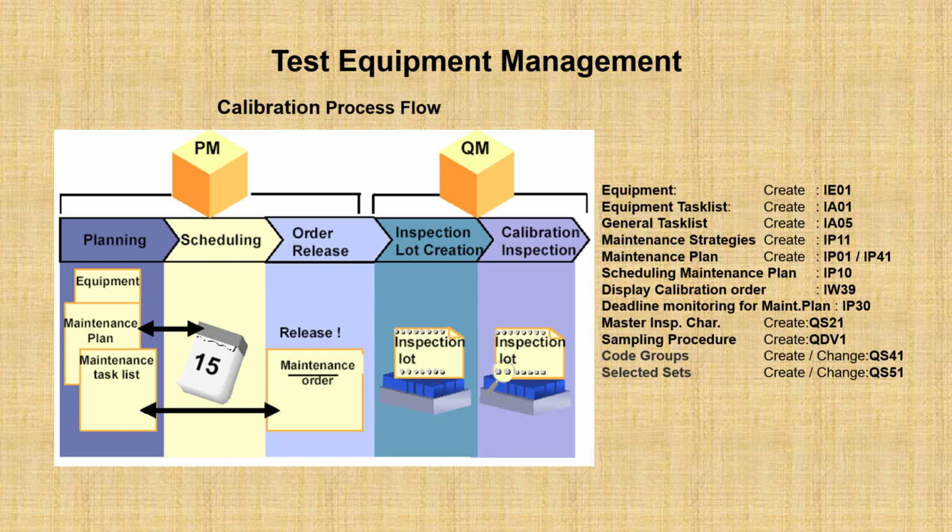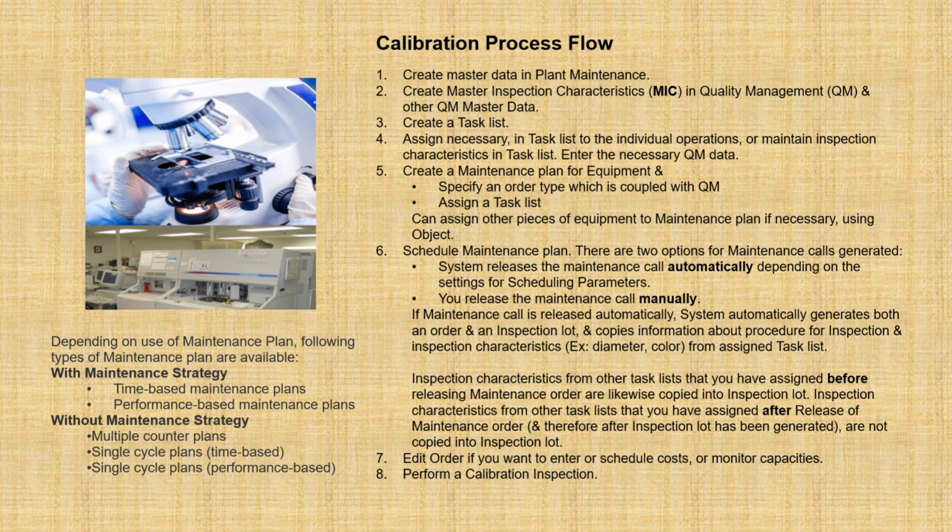Calibration inspection is an integration between plant maintenance and quality management. The plant maintenance task is to maintain all the equipment in a plant. These equipments can be any equipment used in the production department or even in the quality department, the equipment which we are using for testing purposes.